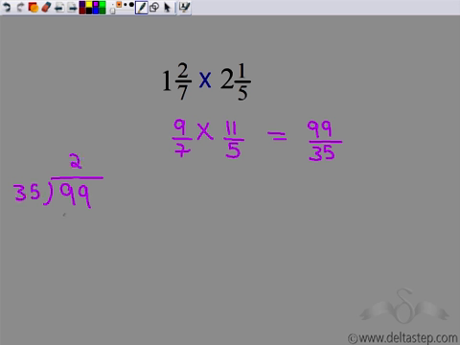35 twos are 70. What I'm left with is 29 as the remainder. So this can be written as, what is the quotient here? 2. What is the remainder? 29, by the divisor, which is 35. So these two mixed fractions can be multiplied and the answer is again a mixed number, which is 2, 29 by 35. So that's how you can convert improper to mixed or mixed to improper whenever the need may be.